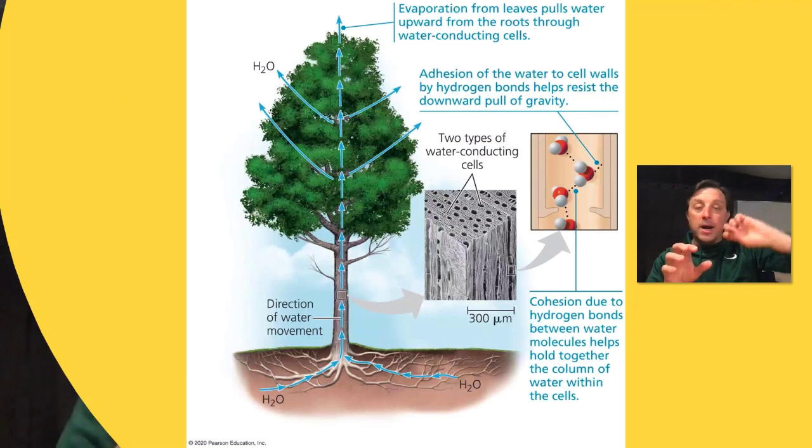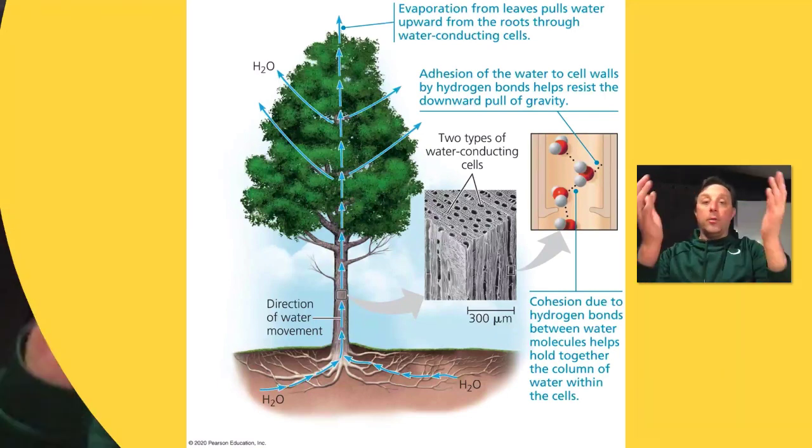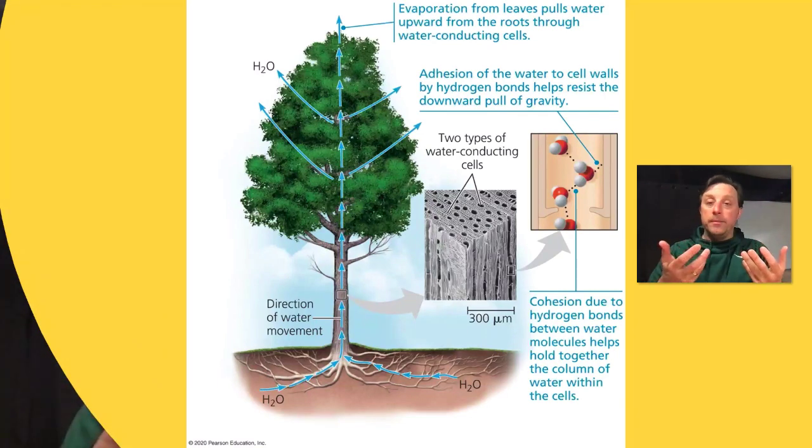So when a molecule leaves the plant, when it evaporates out of the plant, it kind of pulls that chain all the way along, all the way up, and brings more water in. And that is cohesion and adhesion.